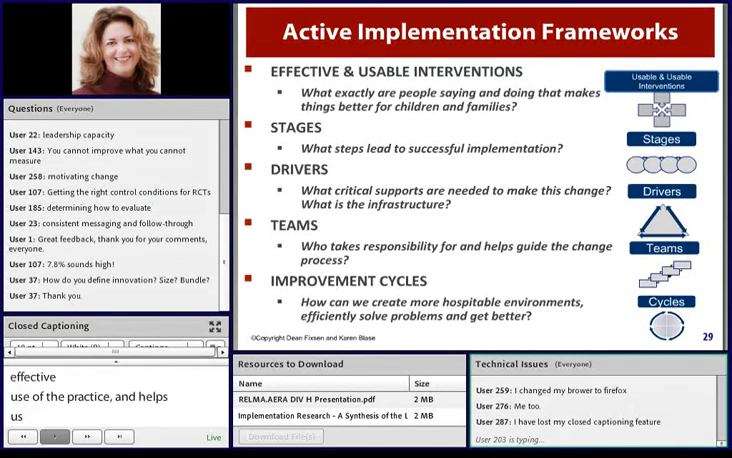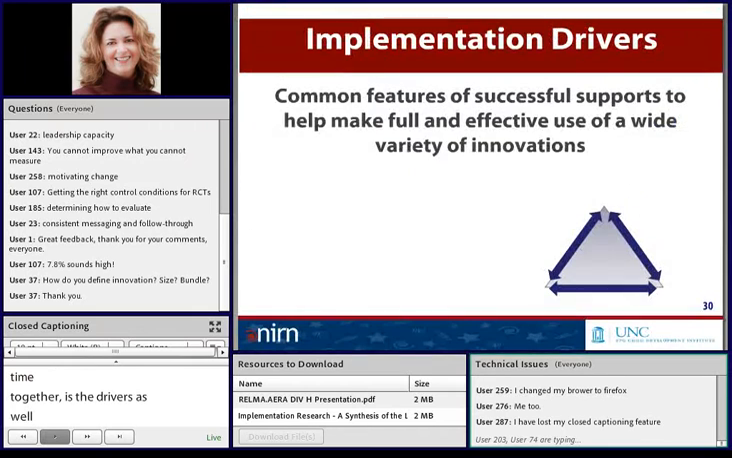So the 2 that we're going to go a little bit deeper on today, since we only have a little bit of time together, are the drivers as well as the improvement cycles. All right, well, let's dive into those drivers.